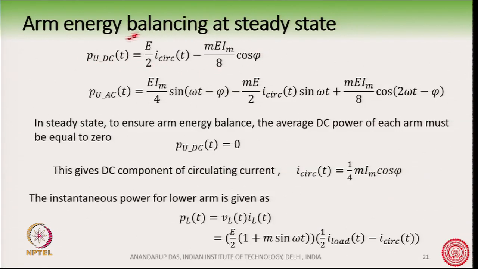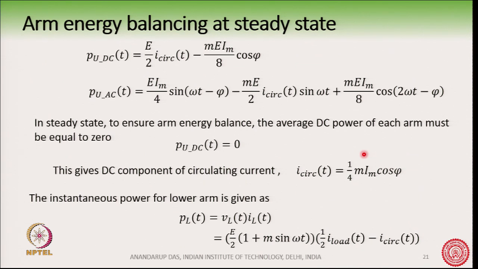So, therefore, this term must be equal to 0 here. Okay. So, if you make this equal to 0, the DC component of the circulating current comes out to be like this, 1/4 m I m cos phi, fine. So, this is the DC component of the circulating current. This must flow through the arms in order to ensure that P U DC is equal to 0. This component of the circulating current.